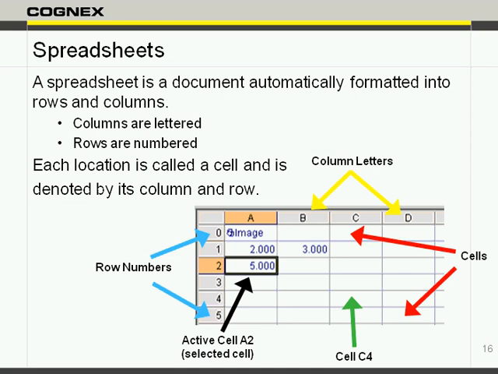A spreadsheet is a document automatically formatted into rows and columns. Columns are lettered, rows are numbered. Very much like an Excel spreadsheet. Each location is called a cell and is denoted by column and row. For example, you saw that the Acquire Image tool resides in cell A0, meaning column A, row 0.